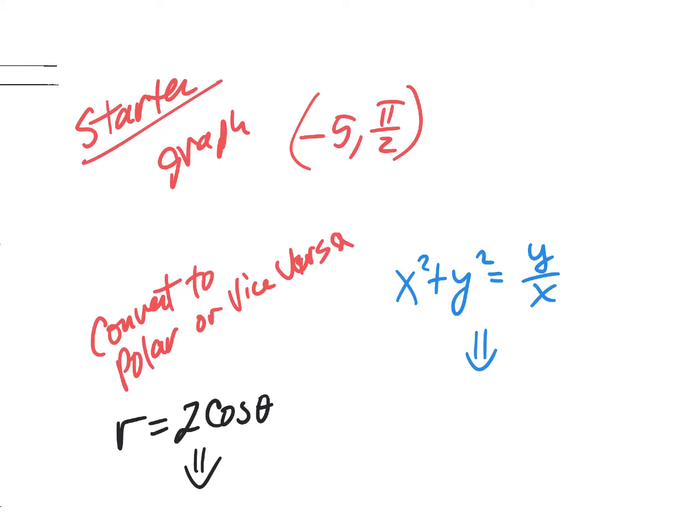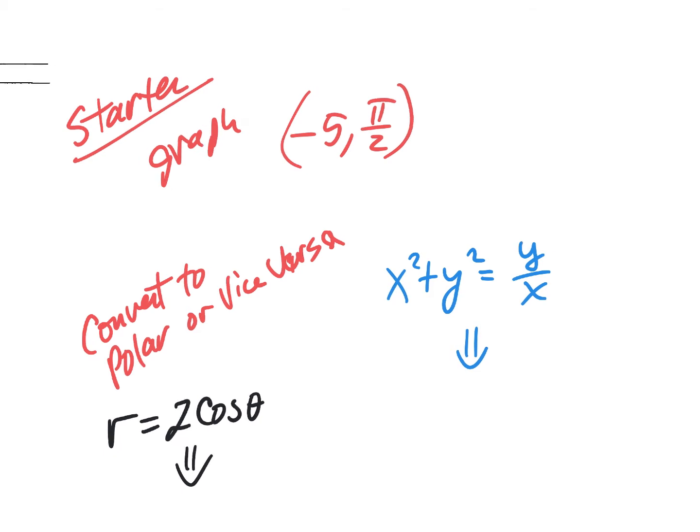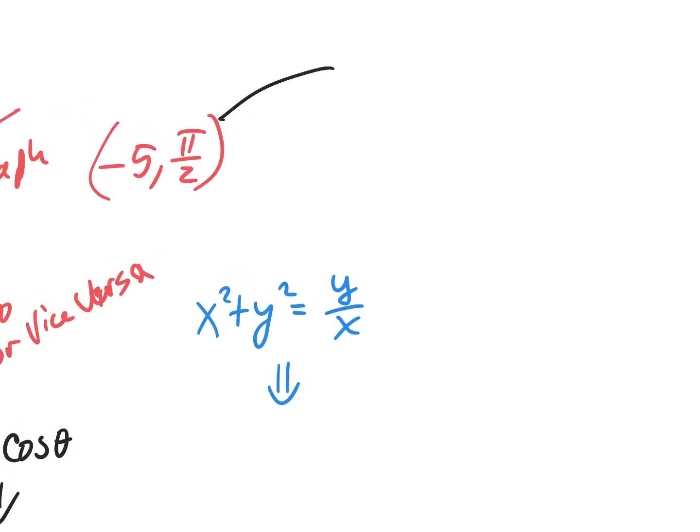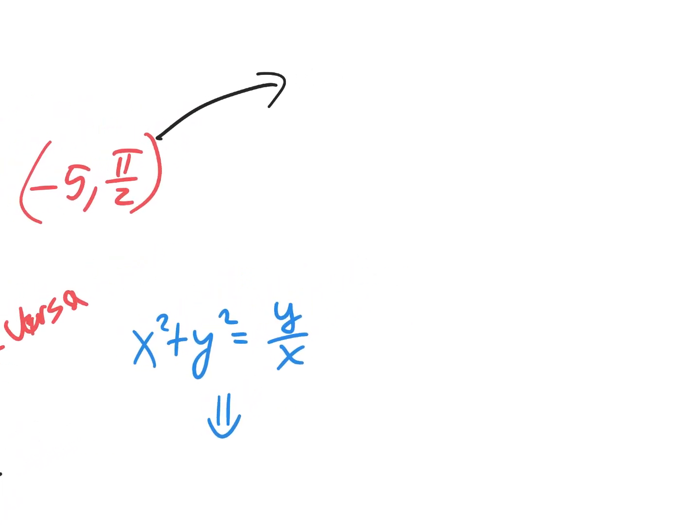All right, so this was our first starter question for today, which is graphing simple polar equations by hand. We're doing a little review because if you don't know how to graph this point, how are you going to graph a whole set of points like that? So here's where 5 comma pi over 2 is.